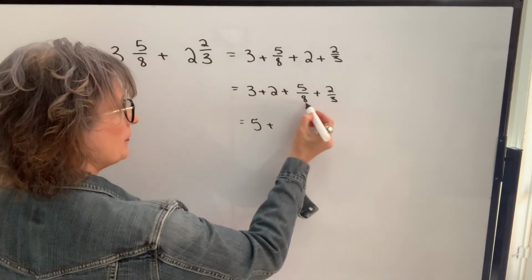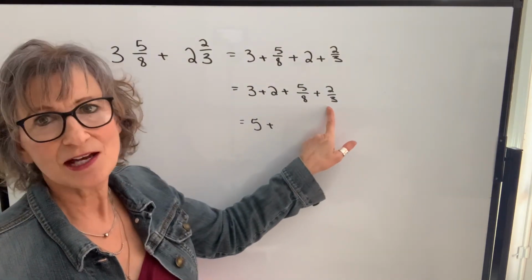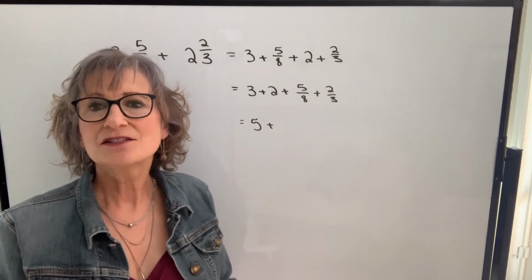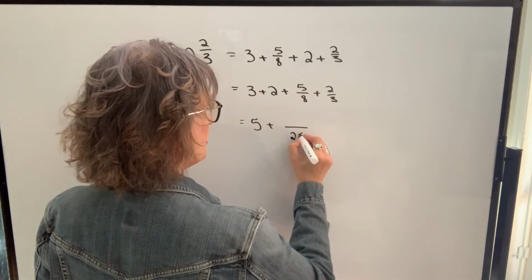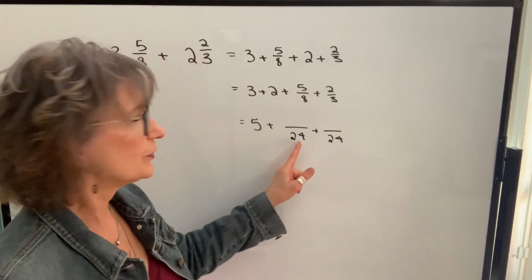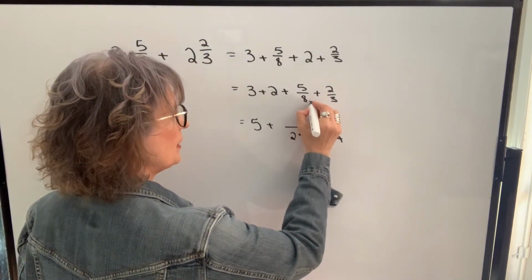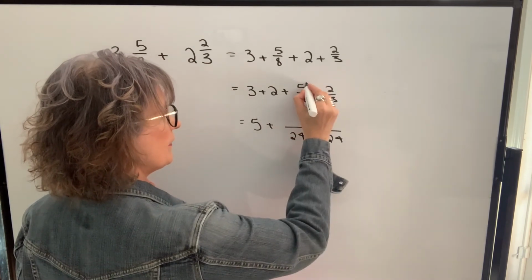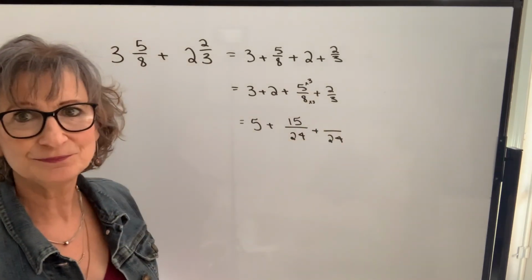And in order to add my fractions together, I need a common denominator. In this example, the lowest number that both 8 and 3 divide into evenly is 24. So we need to change both of these fractions to equivalent fractions with 24 as the denominator. So for this fraction, I need to multiply by 3. 8 times 3 is 24. That means I have to multiply 5 times 3. 5 times 3 is 15.